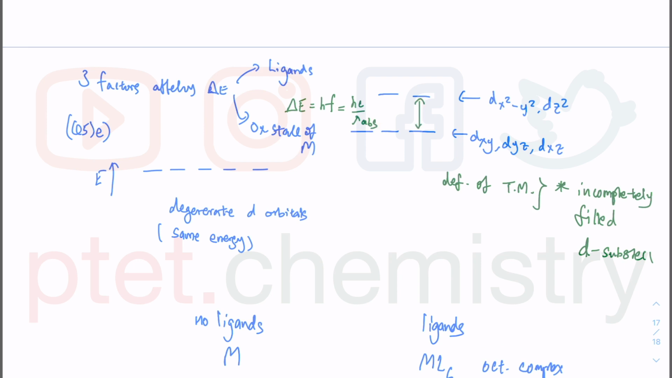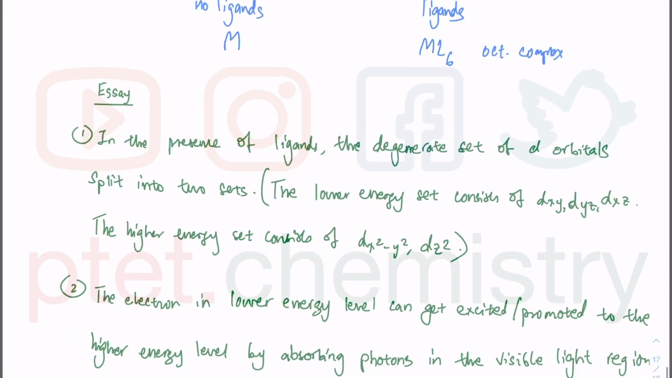And last but not least is the metal itself. Different metal, different splitting, different lambda absorbed, different colors absorbed, and therefore different colors of the complexes that you will see. So these factors result in different colors for the complexes, and that is the essence of the last bit of that essay.